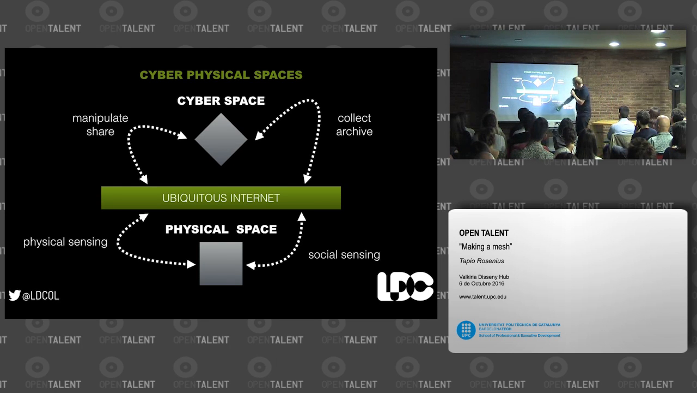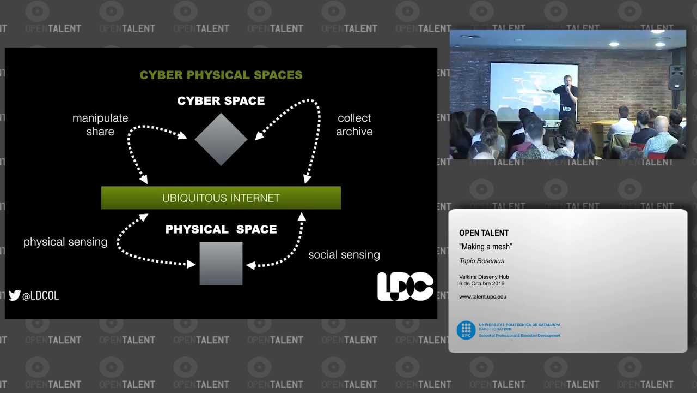So from here comes social sensing, which is super interesting. Physical sensing goes through this layer and gets sent out to the cyberspace, which in practice just means piles of servers. There is no cloud. This is the thing, there is no cloud. There's no cloud server. It's just somebody else's computer. We talk about cloud services and everything, but it's just a pile of servers in Iceland. So the data gets collected, manipulated and shared.